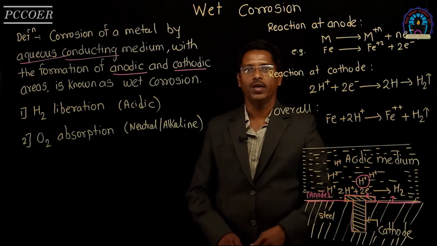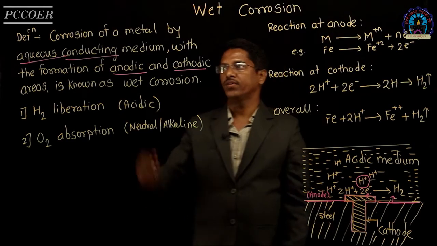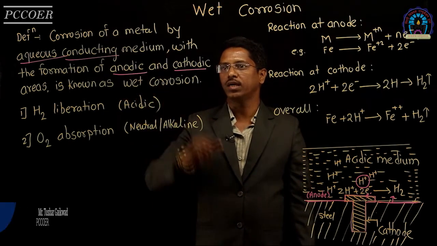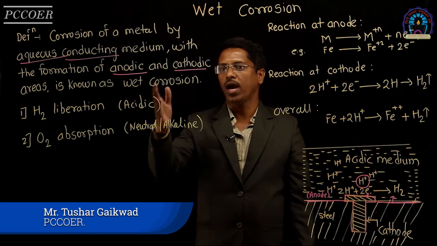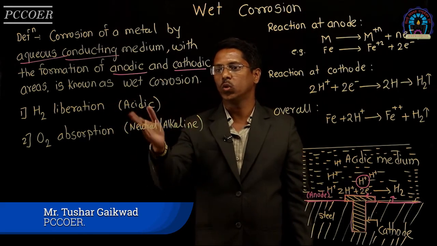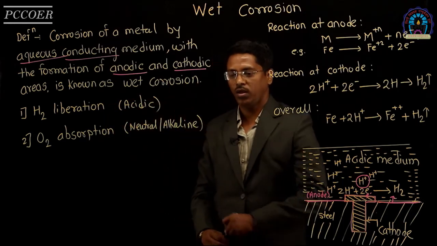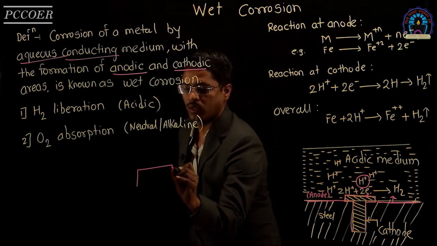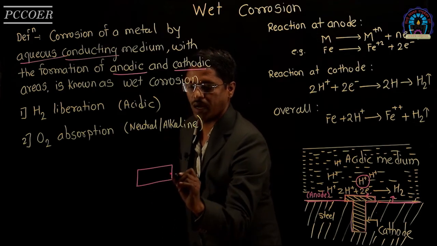Let us now discuss the wet corrosion mechanism. So what is the definition of wet corrosion mechanism? Corrosion of metal by aqueous conducting medium with the formation of anodic and cathodic areas is known as wet corrosion. We will see there are two types of cells formed.